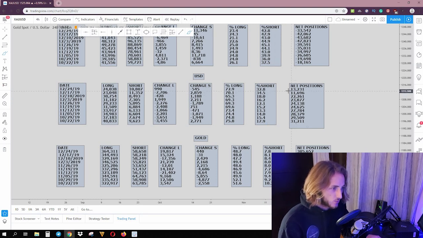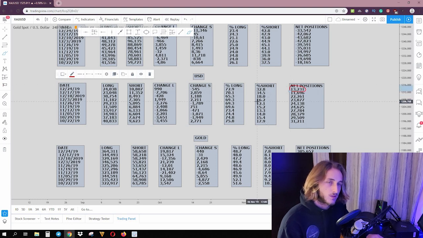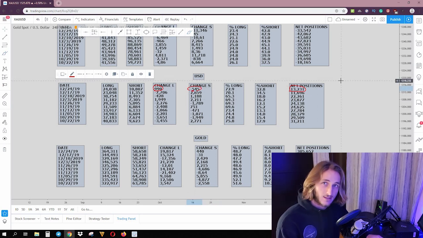And now with the last report, we can clearly see that we went from 11k net positions to 13k net positions. So with the last report, they added 900 longs and closed 500 shorts. So USD is getting stronger.